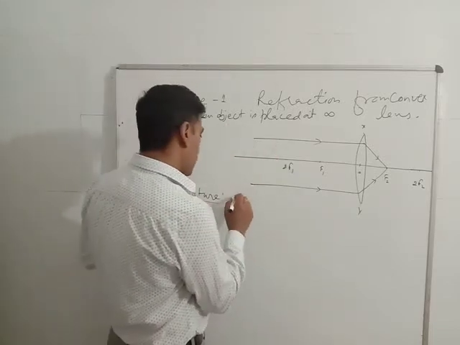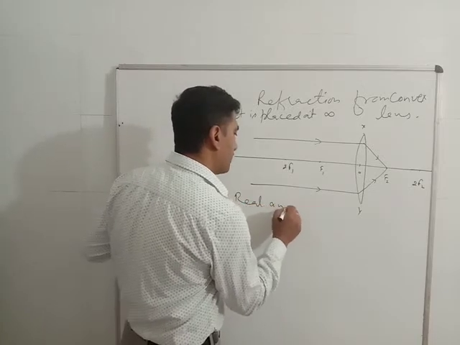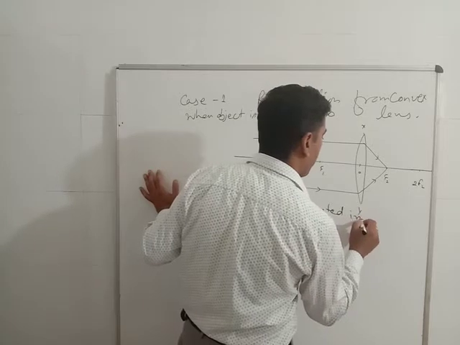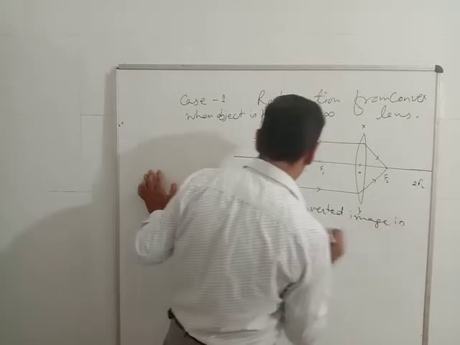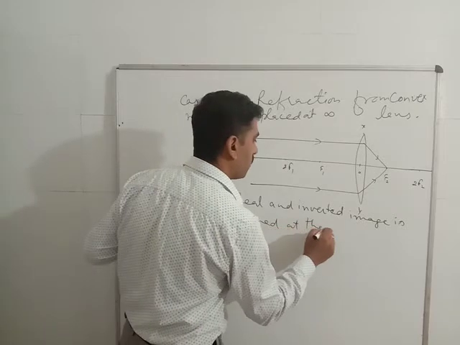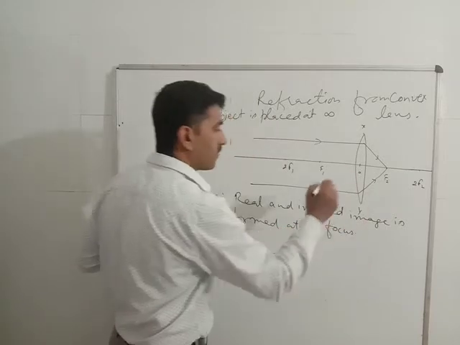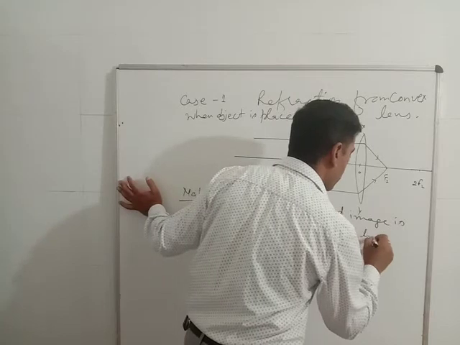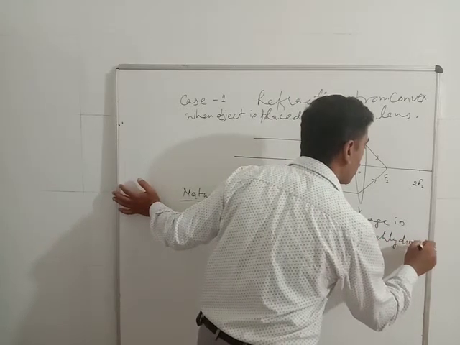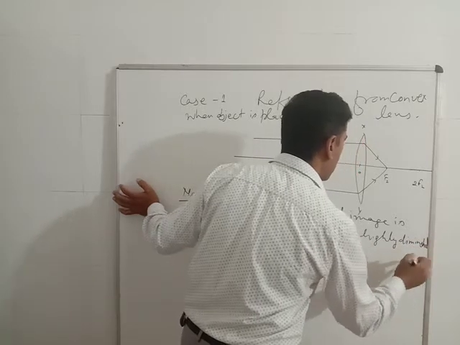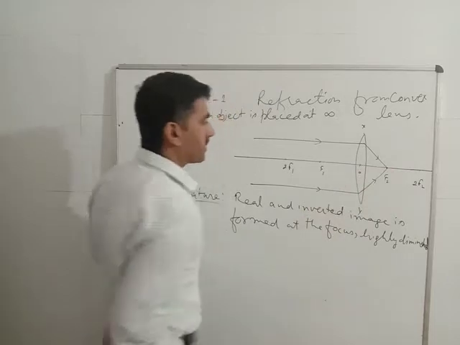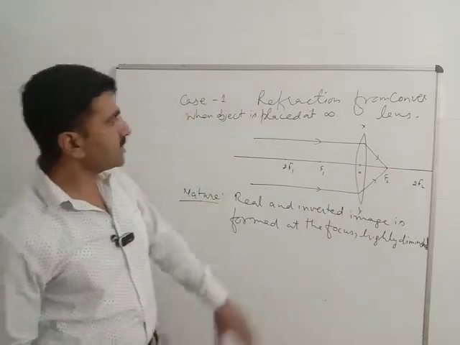So real and inverted image is formed at the focus, highly diminished. So this is a highly diminished image, point size, formed at the focus. So this is the case which you will be making.